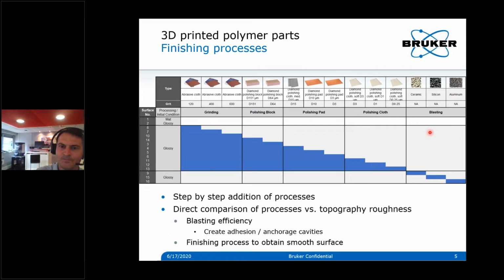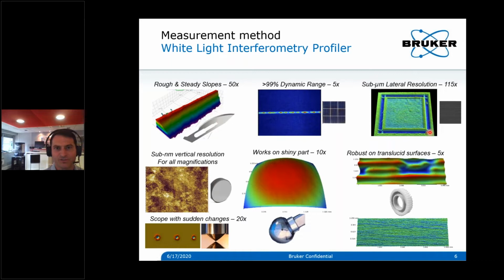So all the surfaces will be measured with white light interferometry profilers. Usually in terms of application, this technique is found by our users to be extremely flexible and universal. So you can measure very steep, rough slopes, such as a scalpel edge, all the way to super flat surfaces with, let's say, sub-nanometer vertical resolutions, as you can see there.